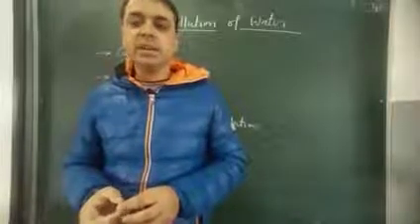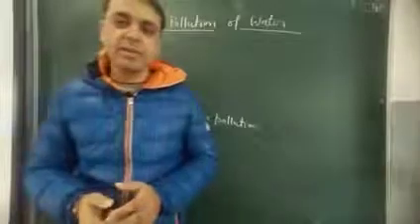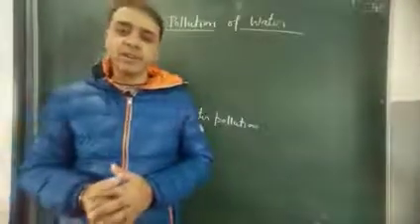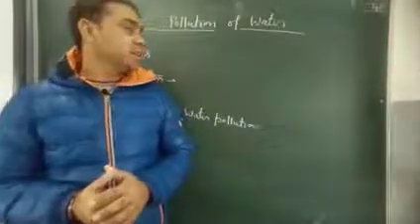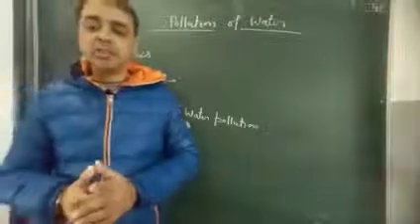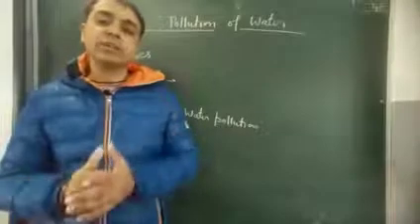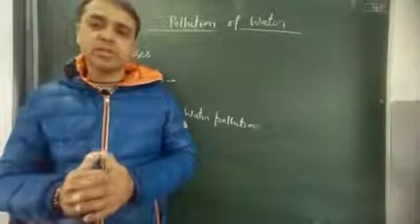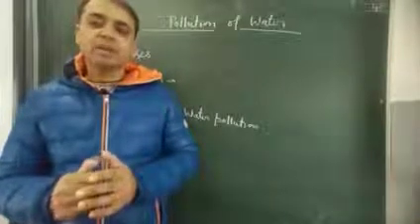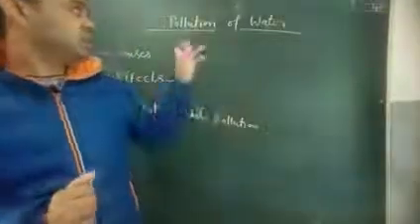In the continuation of your class 8 science, last day we started to discuss the different types of pollution, chapter number 18, pollution of air and water. In that part we discussed air pollution, its different causes, its harmful effects, and how to control air pollution. Today we are going to discuss the pollution of water.